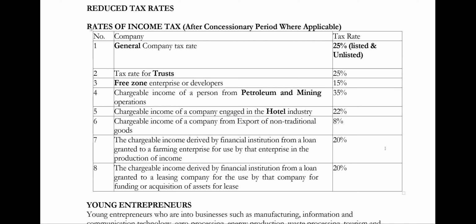If you are a bank that also gives loans to leasing companies for granting leases to other people, you pay tax at 20%. Okay? So this is telling us that because of the nature of some activities that you do, you end up with lower tax rates.